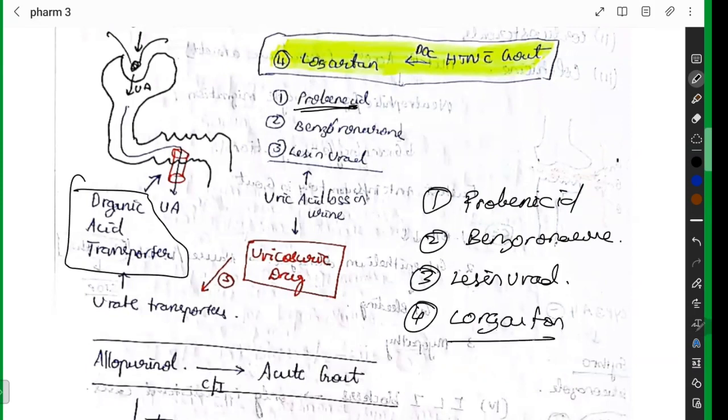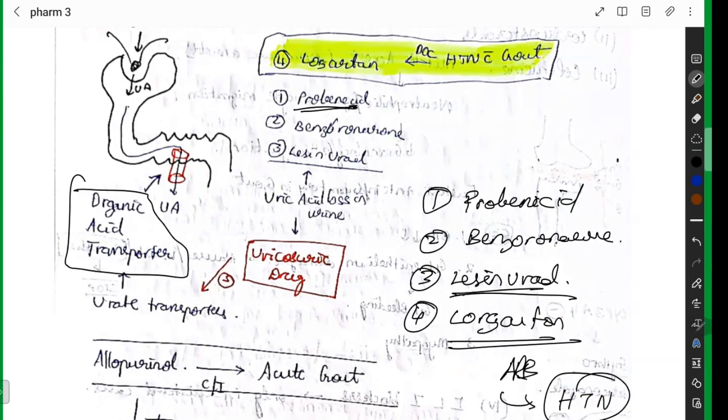Okay, remember what is this losartan? It is an ARB, which is given in case of hypertension. So when the patient comes to you with both hypertension and gout, what is the drug you can give? Losartan can be given. Is it clear?